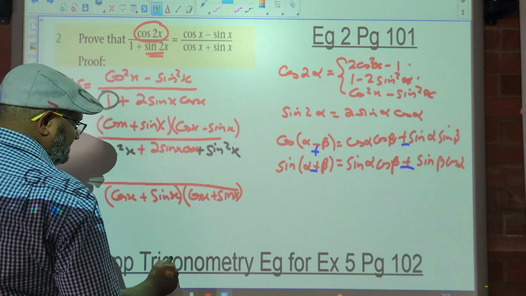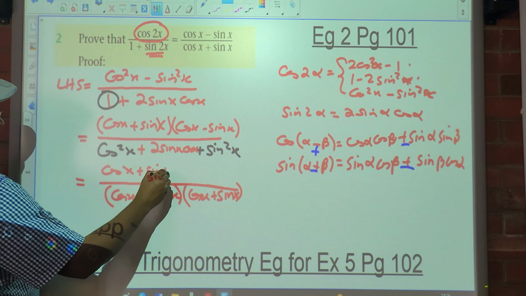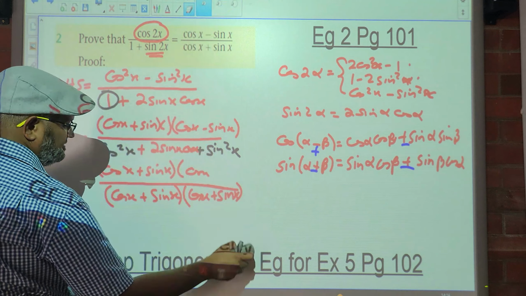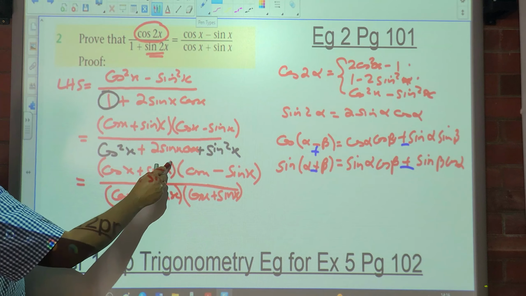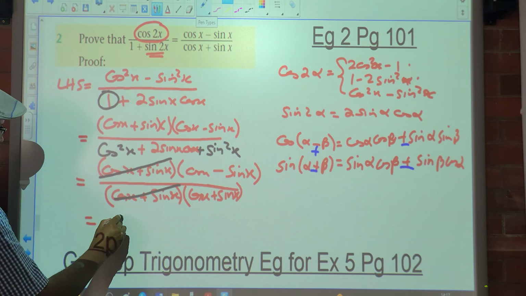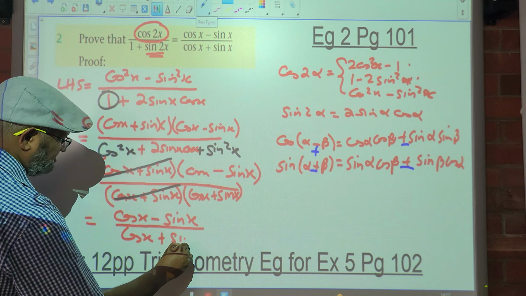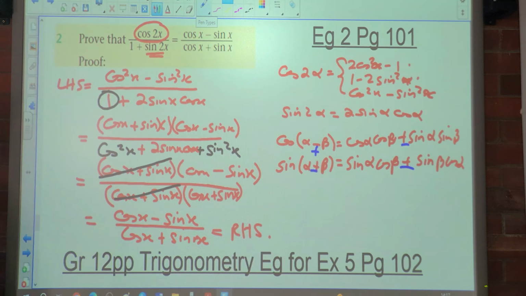So what happens now? Okay, the same thing at the bottom. So it's cos x plus sin x times cos x plus sin x. Okay, cos x minus sin x. Cos x plus sin x cancels, leaves you with cos x minus sin x over cos x plus sin x, which is equal to the, as you can see, that is the same. Okay. Is there any confusion there?